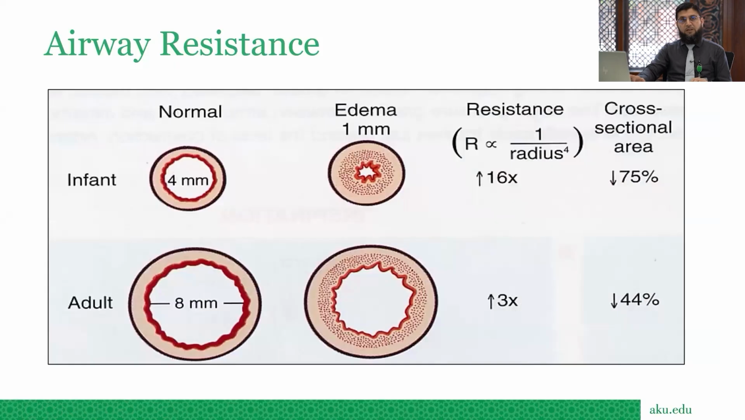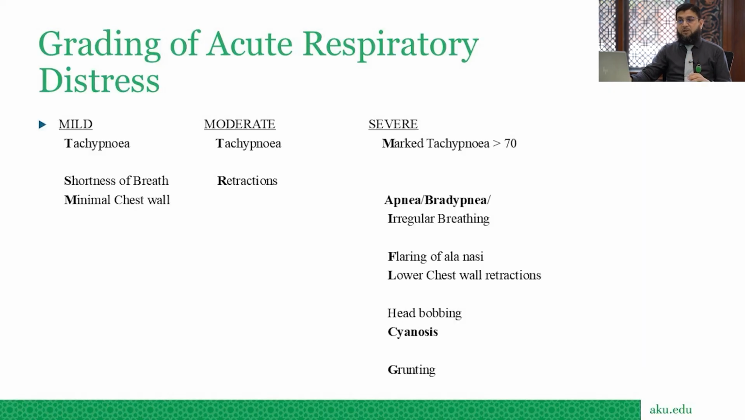Considering the airway resistance, this is one of the diagrams which shows that if a similar amount of airway narrowing occurs in the adult, it does not have that much amount of resistance, but if it occurs in the infant, it can lead to a significant 16-fold increase in the resistance, leading to less than 75% of the cross-sectional area. That is really important when you are intubating the children, especially smaller infants, and you do it multiple times. That leads to edema, and that can further lead to a significant increase in the airway resistance, and that can impede the gas exchange in these patients.